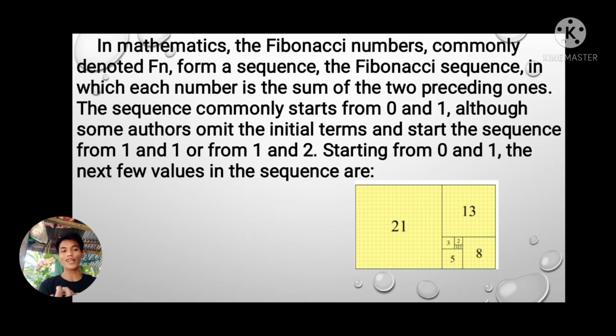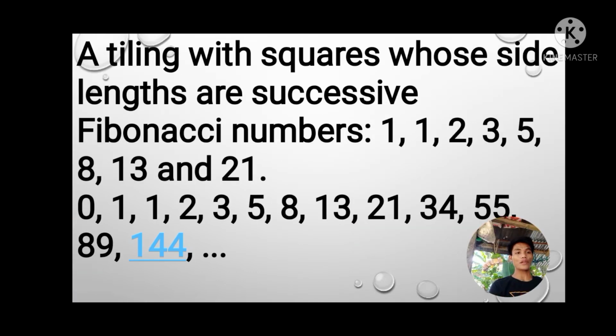Although some authors omit the initial terms and start the sequence from 1 and 1, or from 1 and 2. Starting from 0 and 1, the next few values in the sequence are, as in tiling with squares whose side lengths are successive Fibonacci numbers, 1, 2, 3, 5, 8, 13, and 21. Or 0, 1, 1, 2, 3, 5, 8, 13, 21, 34, 55, 89, 144.